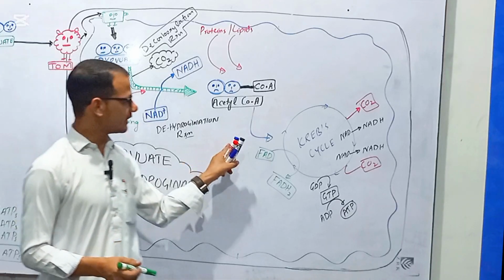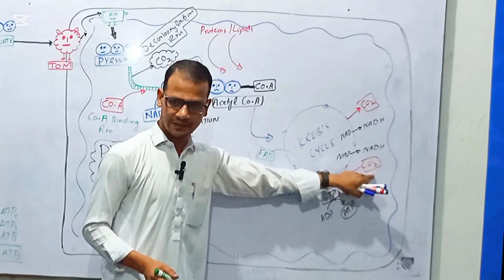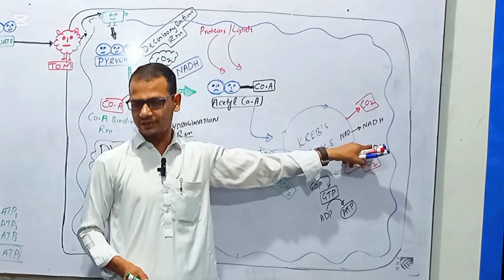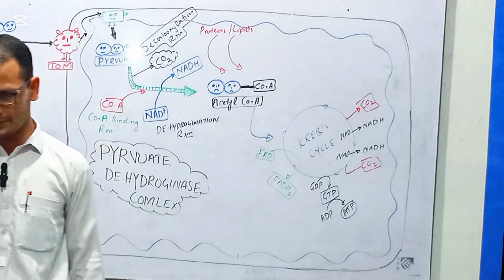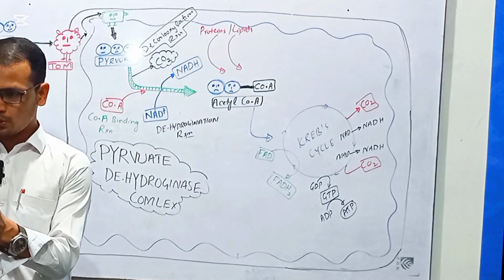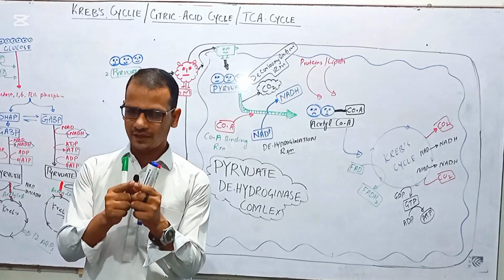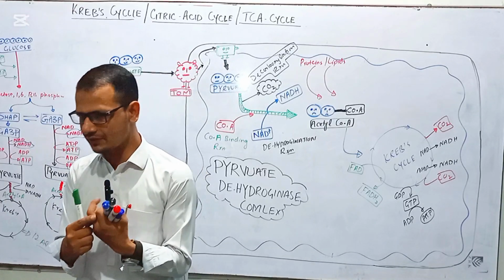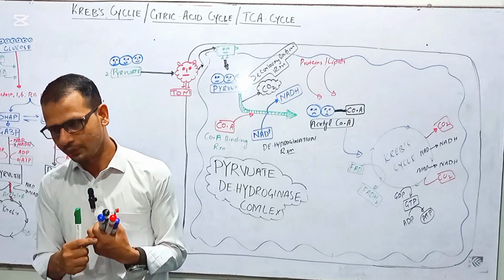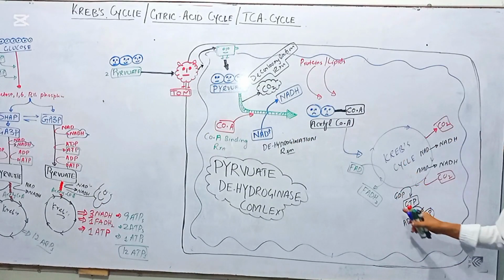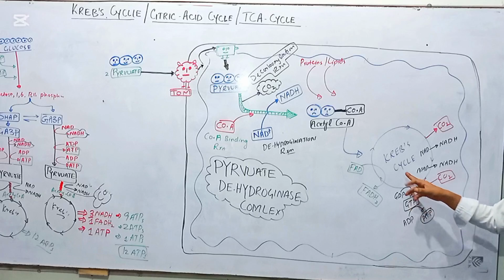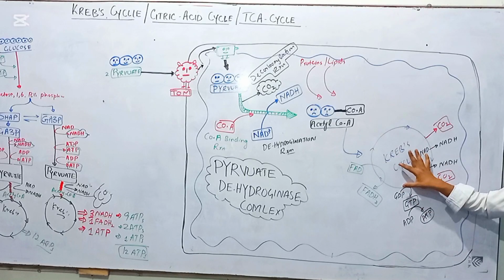Right, so this is the series of decarboxylation as well as dehydrogenation reactions which occur in the mitochondrial matrix. What is the purpose of Krebs cycle? It stores the energy in the form of coenzymes called NADH and FADH2. This is the whole process of Krebs cycle, and if there is oxygen, this will take place.